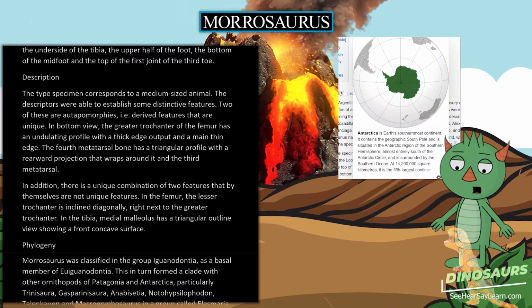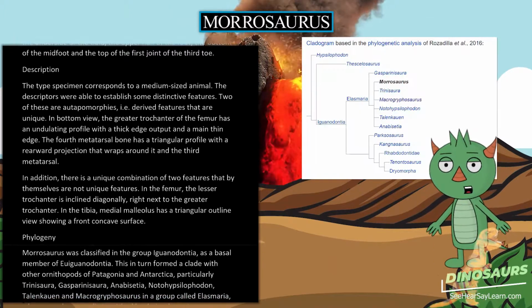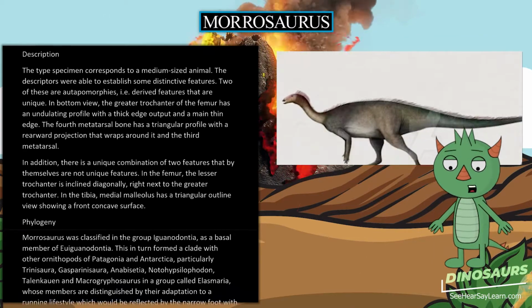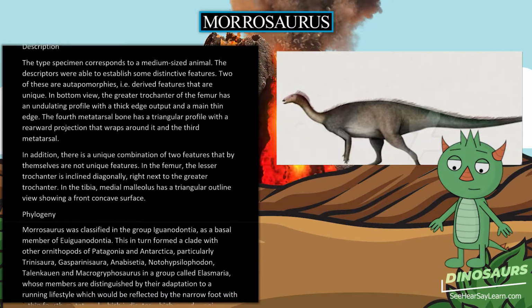In the femur, the lesser trochanter is inclined diagonally, right next to the greater trochanter. In the tibia, the medial malleolus has a triangular outline in view, showing a front concave surface.